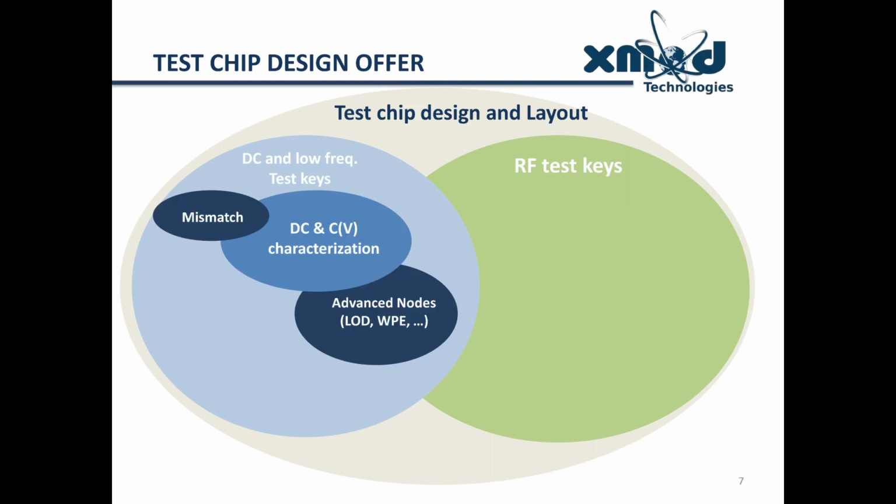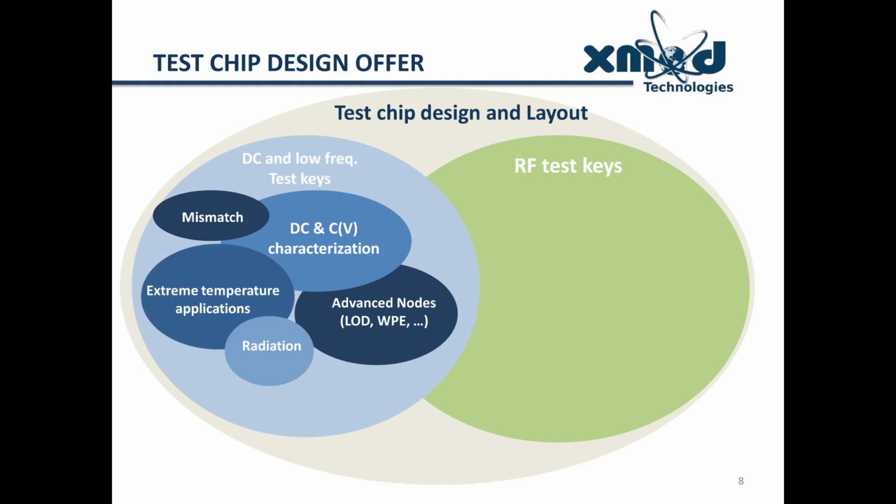Regarding DC and low frequency, we need to design test structures for DC and CV characterization. We need also to introduce mismatch test structures when mismatch needs to be characterized, and also some specific test structures for advanced nodes, such as lengths of diffusion, well proximity effects, and other physical effects occurring in advanced nodes.